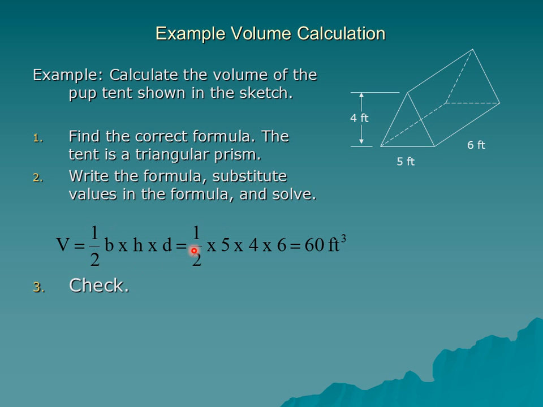You are actually multiplying 3 different sides, and this is the formula, right? So if you do half times b times h times d, this is half, b is the base, height is 4, and this is the other side. You are just multiplying all the sides with half. That's how you get 60 feet cube. That's how you actually get the pop tent volume, right?